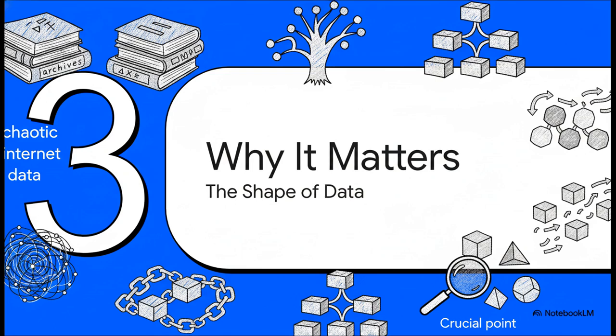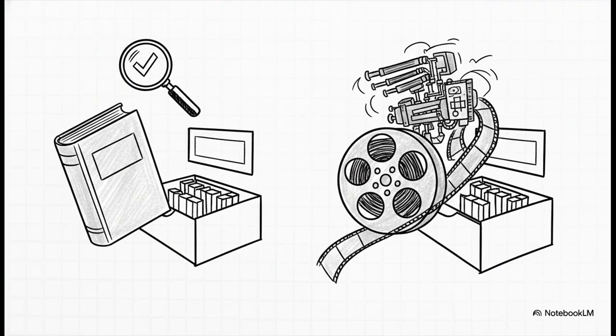So we've toured the whole library now, from the super organized archives all the way to the chaotic internet cafe. And this brings us to the most important point of all. And that is, the shape of your data determines everything about how you can work with it. The methods you'd use to analyze a highly structured database are completely different from how you'd find patterns in a bunch of images or videos. It's like we said, in our library, you simply can't catalog a movie the same way you catalog a book.